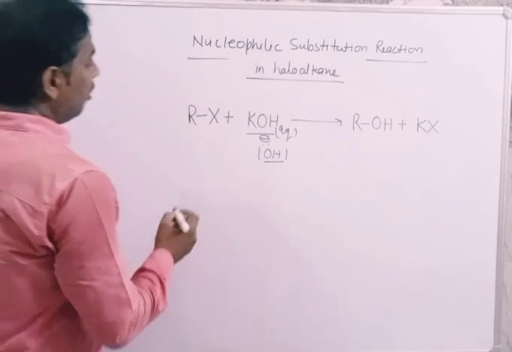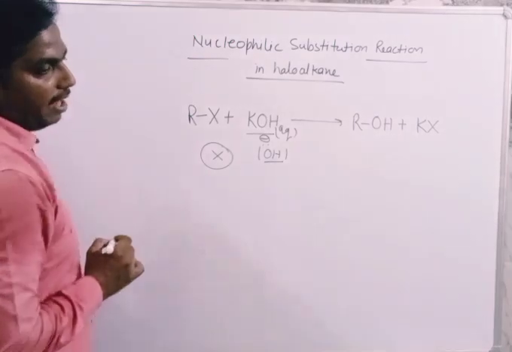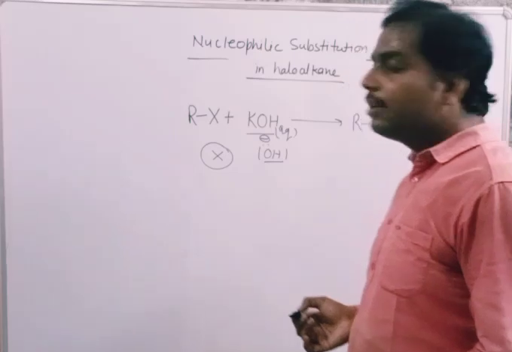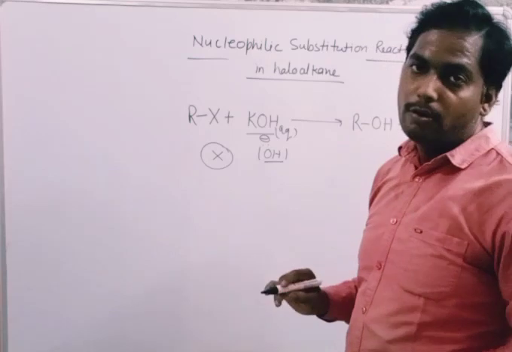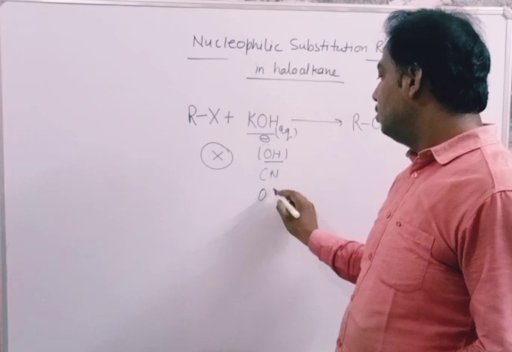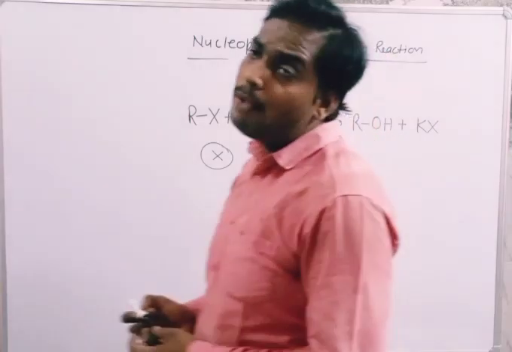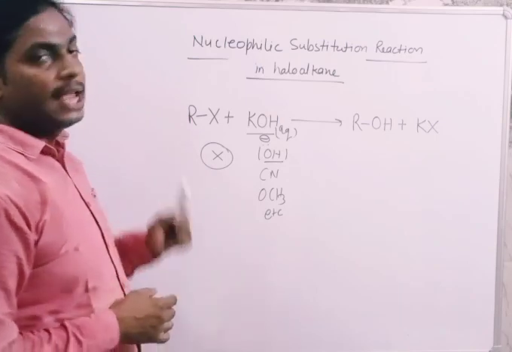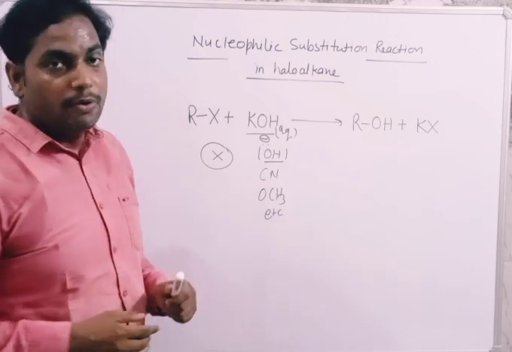It is a well-known fact that X is very less reactive. Due to this reason, X can be displaced by any type of nucleophile, like OH, like CN, like OCH3, or many other molecules. Because X has lower reactivity, this is performed as nucleophilic substitution.